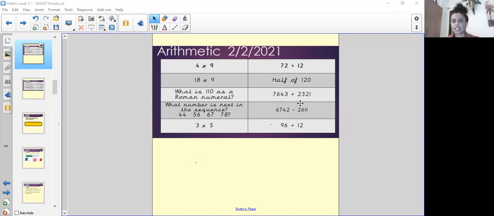Number 2, 18 times 9. Number 3, what is 110 as a Roman numeral? Number 4, what number is next in the sequence? Number 5, 3 times 5. Number 6, 72 divided by 12. Number 7, half of 120. Number 8, 7,643 add 2,321. Number 9, 6,742 take away 2,611. And number 10, 96 divided by 12.